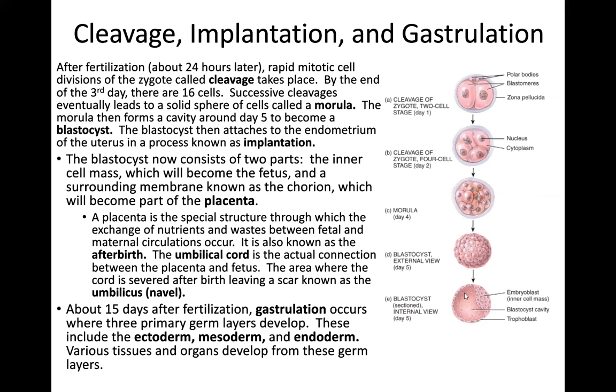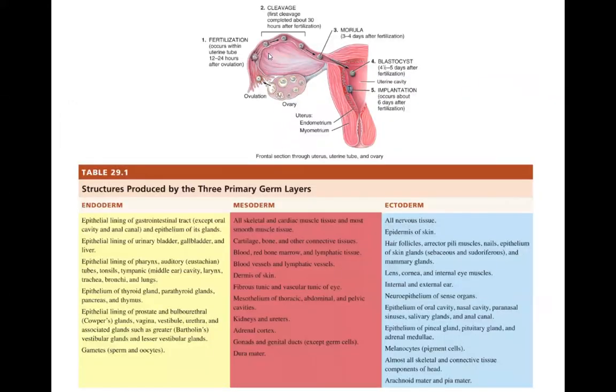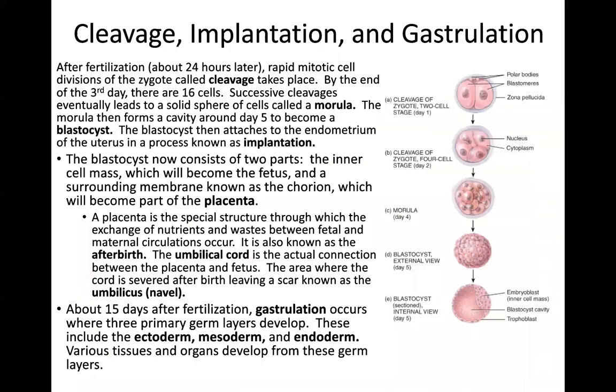But this blastocyst, I keep looking at the wrong word and saying it. This blastocyst is important because it's what undergoes implantation, which is where it makes its way into the uterus and sticks to the wall. This takes place about 6 days after fertilization. So not quite a full week after fertilization, but this blastocyst is going to stick to the wall of the uterus, and that's where it's going to remain for the remainder of the intrauterine life, for the remainder of the life inside of mom.